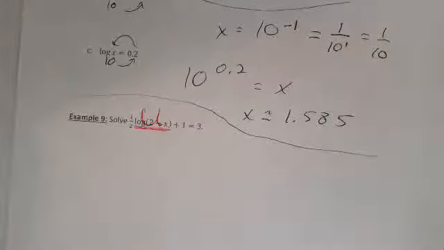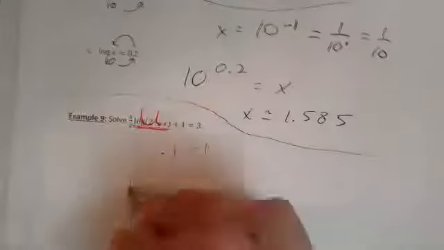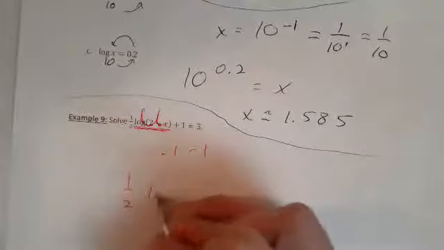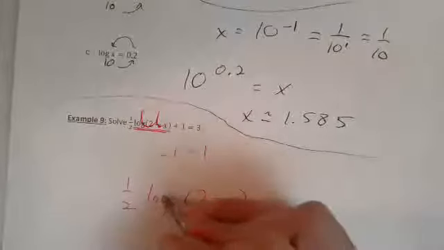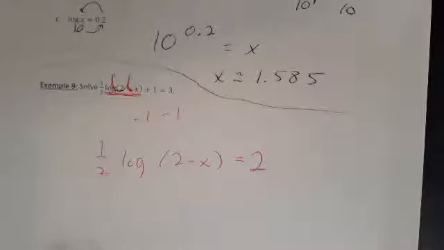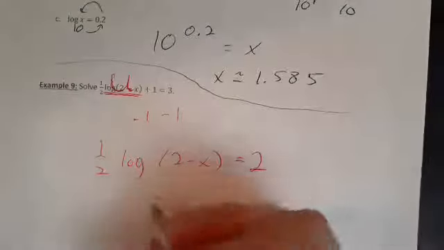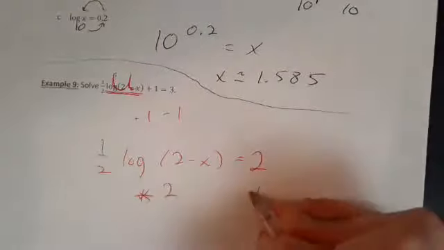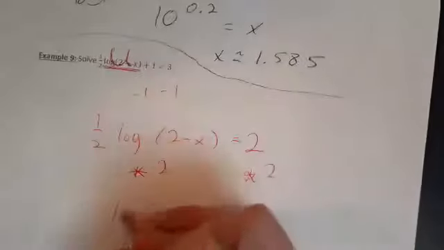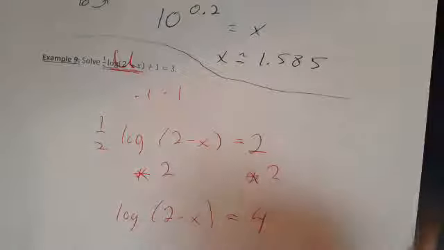If we're solving that, and it's a first order linear equation, the first thing we're going to do is subtract 1 from each side. So a half of log of 2 minus x is going to be equal to, I believe, 2. And then this is a half of u. The opposite of halving something is to multiply by 2. And so if I multiply both sides by 2, this is going to give me log of 2 minus x, and this is going to equal 4.